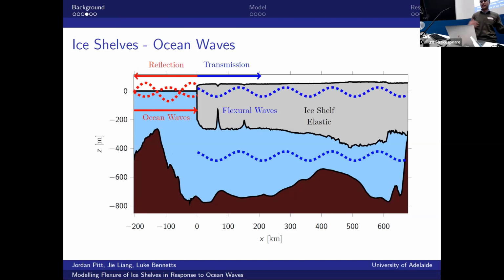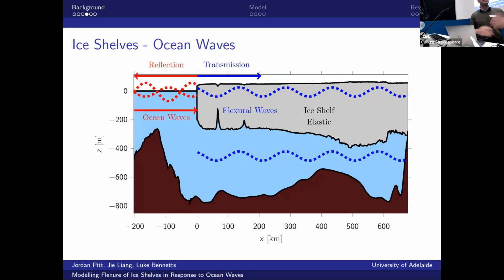So we'll get something like this. We will get some reflection back, which generates more ocean waves, not something I'm really caring about today. Then we have vibrations in our ice shelf, which will be our flexural waves. I've drawn them both as waves in the shelf and waves in the water cavity to denote the fact that the ice shelf and cavity are completely coupled in the wave motion.